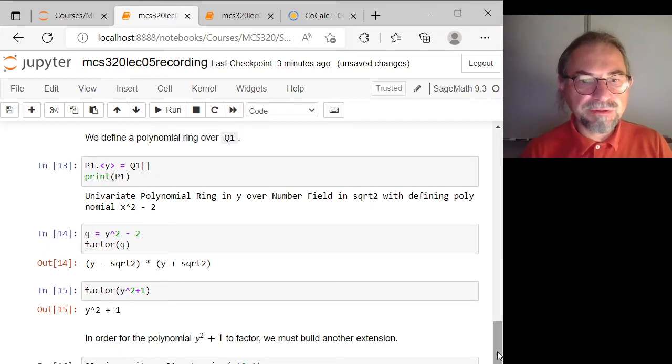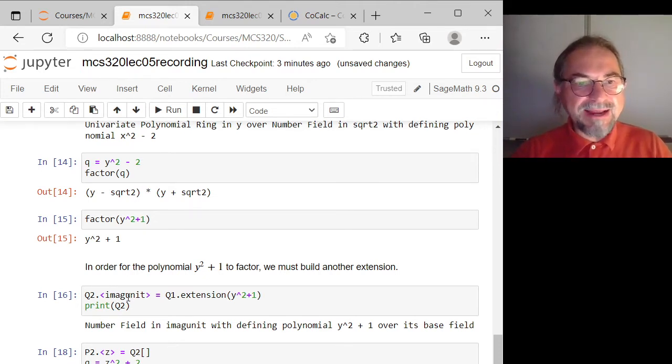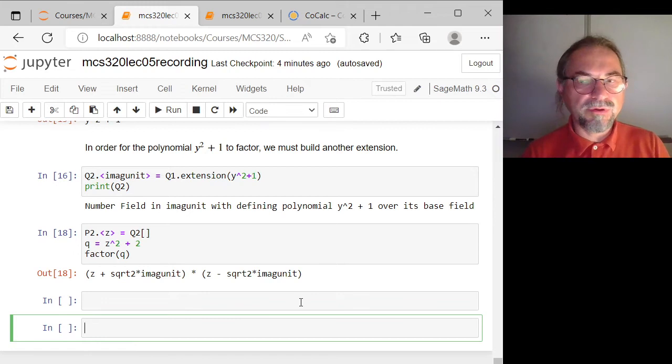Then we select another symbol. Here I was verbose. I should not use the capital I, that's a reserved word. But I chose the imaginary unit. That is the name for the root of y squared plus 1. So now the polynomial z squared plus 1, after extending the rational numbers twice, first with square root of 2, then with the imaginary unit. After that, the polynomial z squared plus 2 factors.